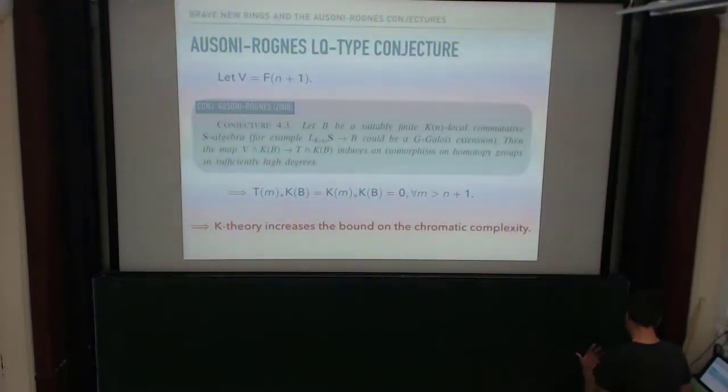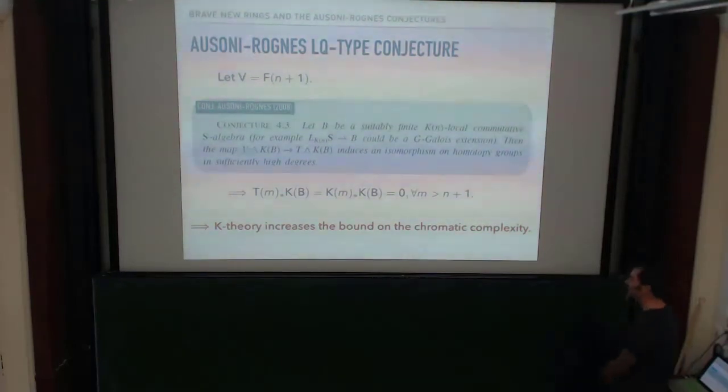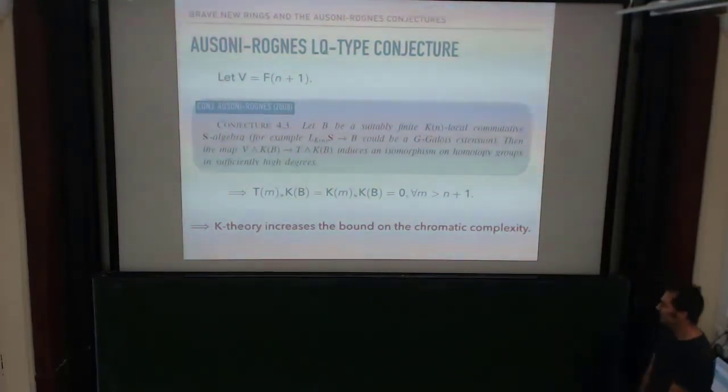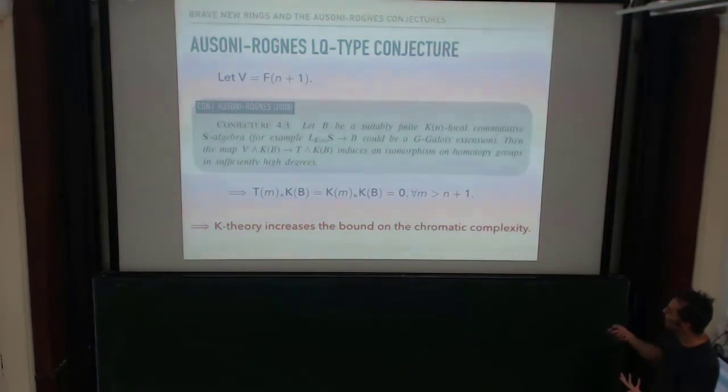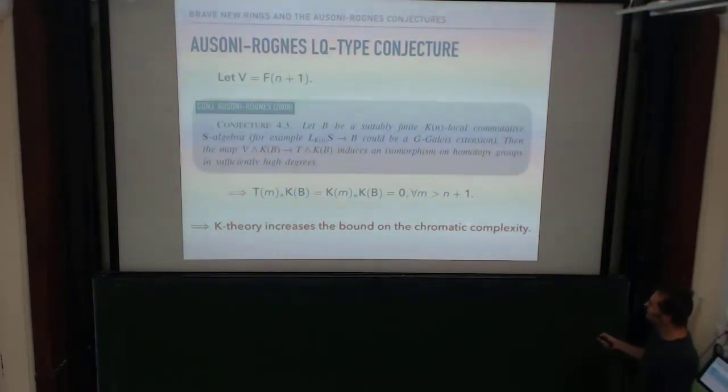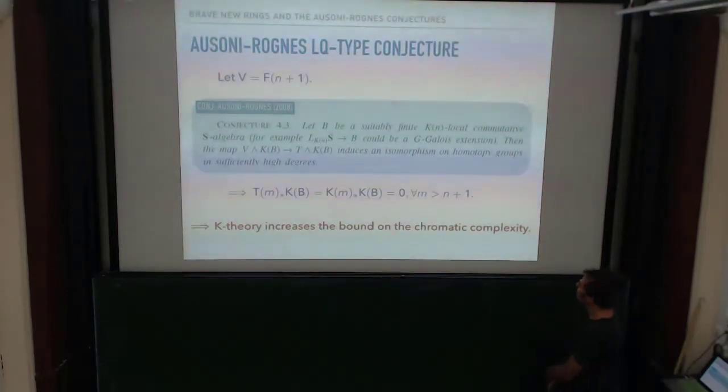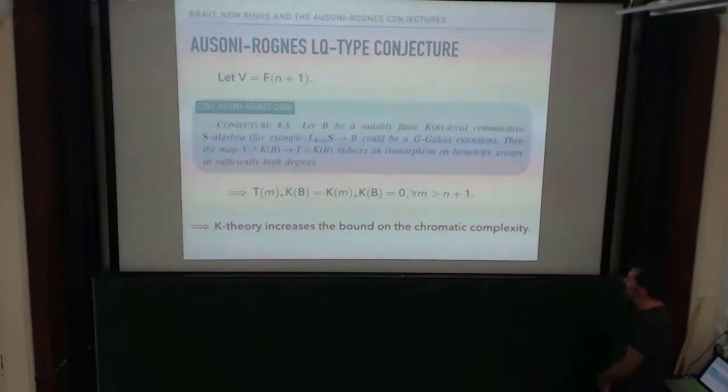So that's just part of this big picture. This K-theory should increase the bound on the chromatic complexity. There's a lot more data to this, but this is the part that I can actually say something about. It's an impressive and bold conjecture.